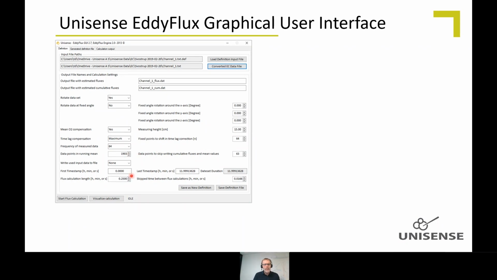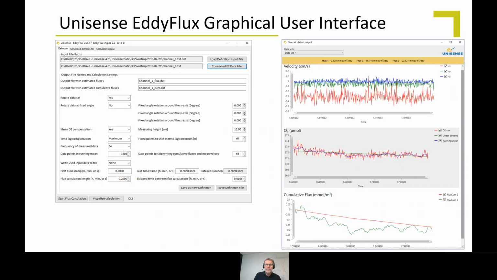And you can split your data set into several intervals. In this case, I've chosen to split the data into quarter of an hour intervals. So I think there were about 12 hours in this data set, so you'll get 48 periods of fluxes. What you get from this software is this.